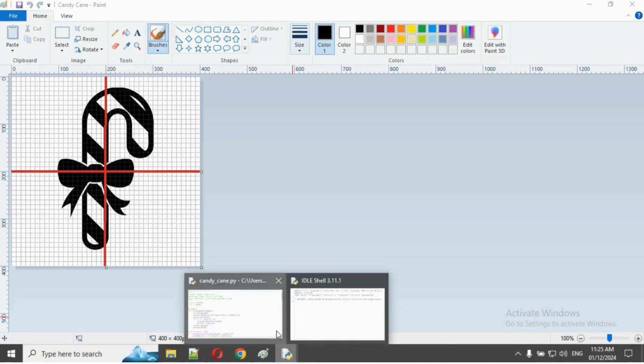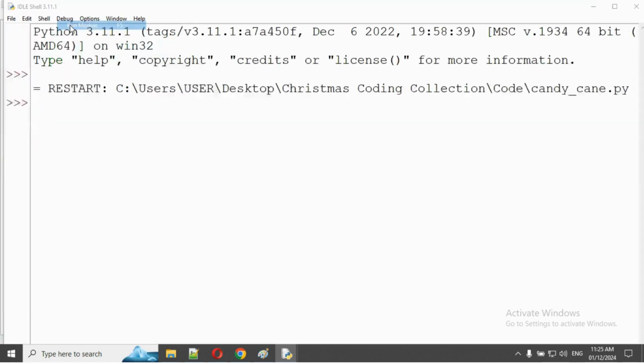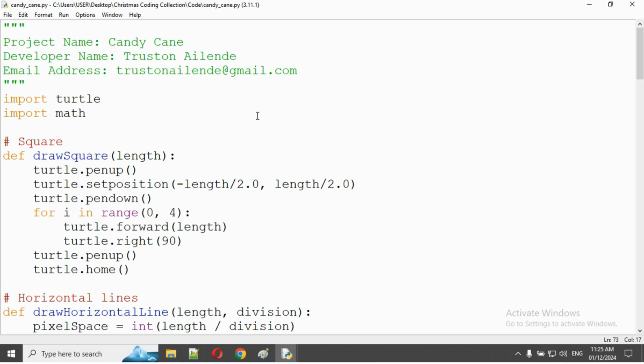Now, although we are using a computer, we cannot draw the bow because you cannot draw complex shapes. The only curves you can draw in Python Turtle Graphics are semicircles, circles, and then quarter circles.